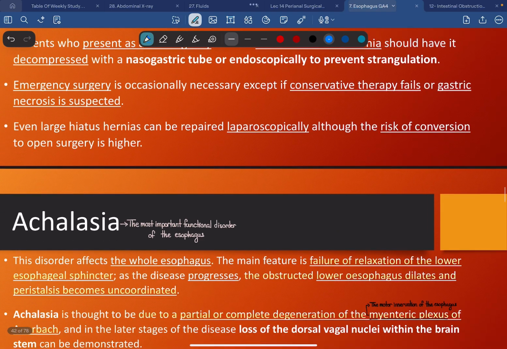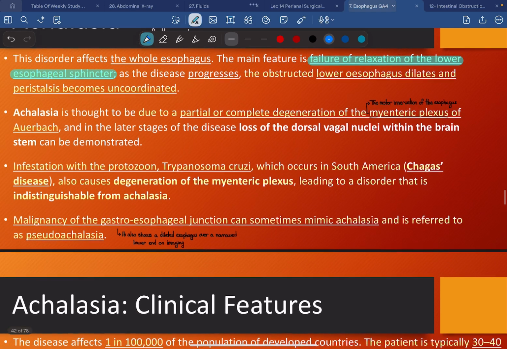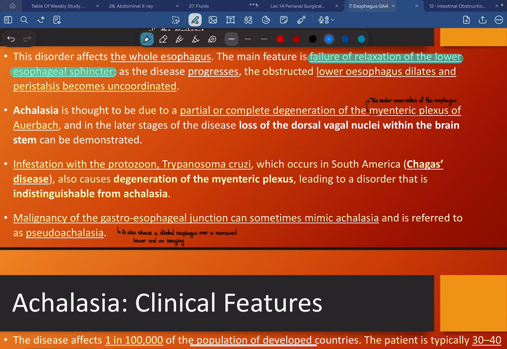Achalasia is a functional disorder of the whole esophagus. The main problem with these patients is failure of relaxation of the lower esophageal sphincter, which produces an obstruction. It's not an anatomical obstruction, but a functional obstruction. Failure of the lower esophageal sphincter to relax leads to an obstructed lower esophagus, which will end with dilatation of the esophagus above this stenosed or narrow part.